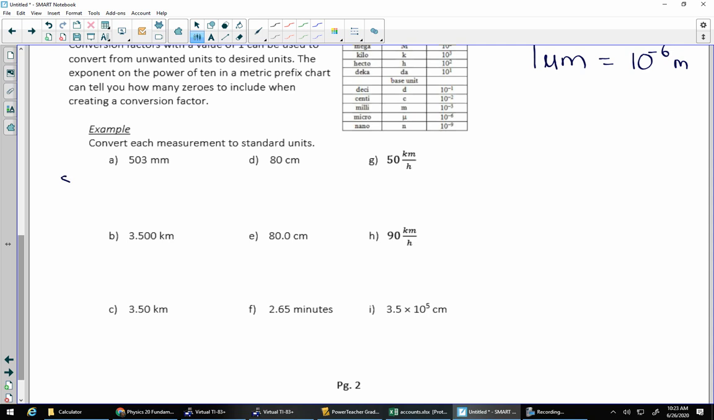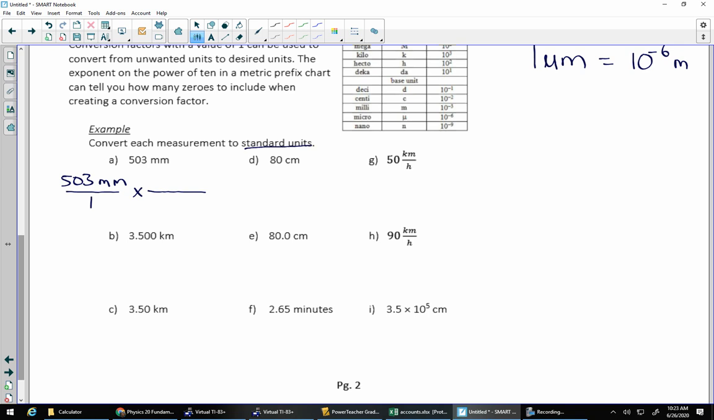So we'll start with this first one, 503 millimeters. 503 millimeters. Now some people like to put this over 1 just so they have a distinct numerator and denominator. I don't really care, doesn't really matter to me. Things that I want to focus on though, is I want to focus on canceling out those units, and I want to end up with our standard units, our base units, which in this case is meters.